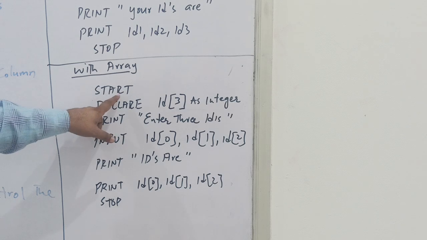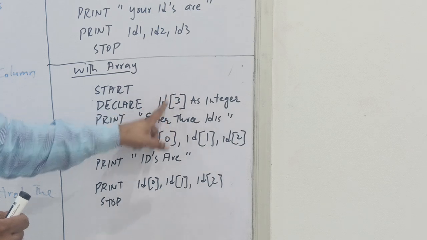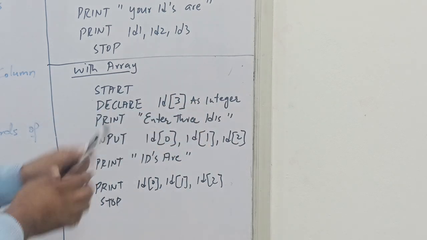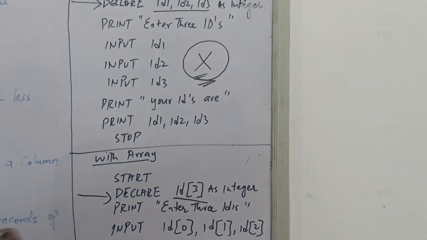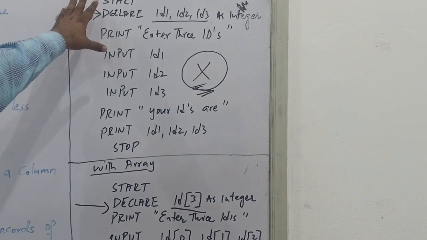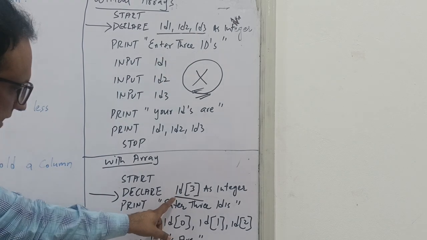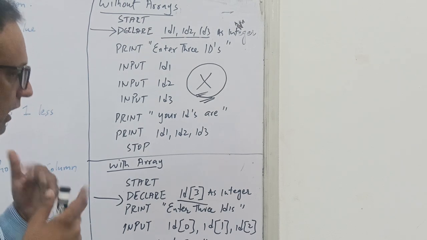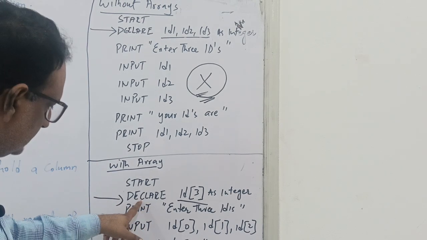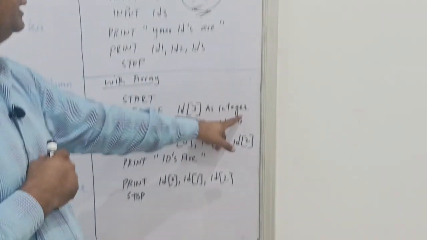You see here, it comes with a start, and in declare it says ID with a bracket as integer. If you compare this line with that line, the difference is only in this area. In without arrays you have to write all the variable names, but in this case you give id, and in the bracket you mention how many variables. This line translates to id, three variables, as integer.